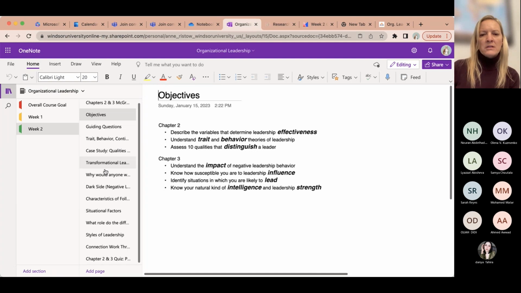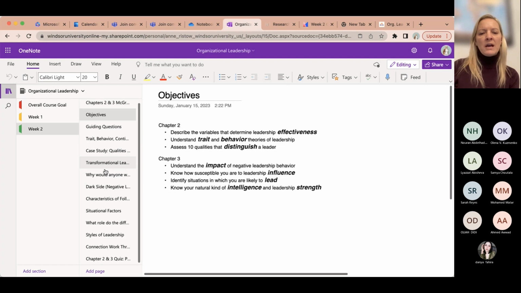We're looking at what really impacts our effectiveness while gaining greater understanding of our traits and behaviors as leaders, and then assessing many qualities, but definitely the 10 qualities that distinguish a person as a leader. There were a lot of self-assessments in these 2 chapters, so we're not going to do all of them today, but we're going to engage with a couple of them in a different way.